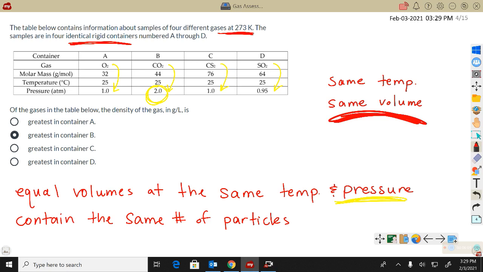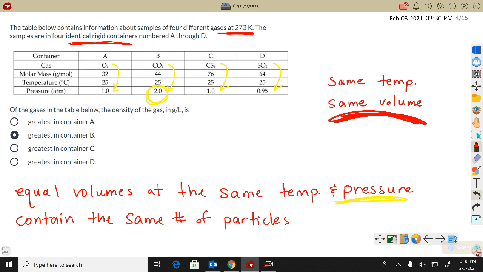So I don't know if they're 1 liter containers or whatever. If there's twice as many particles, and again, I don't know if it's exactly a mole or half a mole, but let's say it was a full mole. Well, if there's twice as many particles of CO2, that's going to give me 88 grams of gas in, let's say, a 1 liter container.